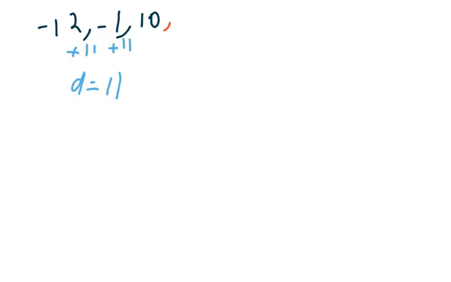So I'm going to add 11 to the next number. So we got 21. Add 11, they want the next 4, so we add 11. And we get 32. Add 11 again. And we get 43. Add 11 again. And we get 54.